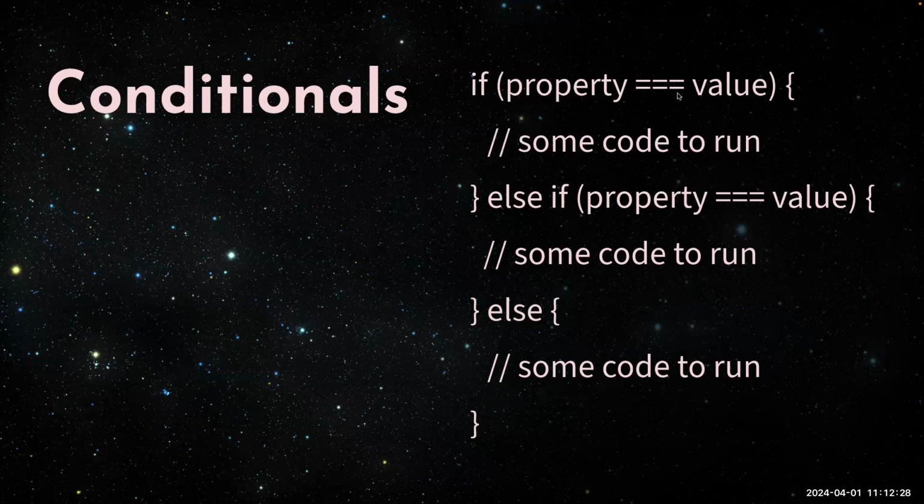You may notice that these equal signs look kind of funny because there's three. In JavaScript, if there's only one equal sign, it's assigning it a value. So we can't do if property equals value with one equals because it would reassign that property's value. So to check to see if it is equal to something, you have to use three equal signs.